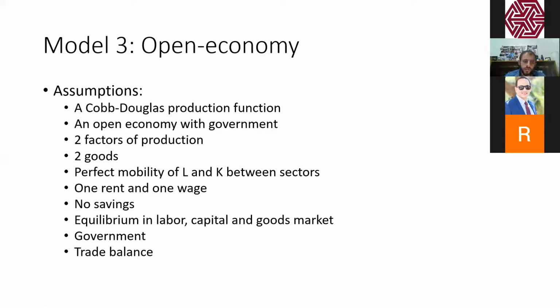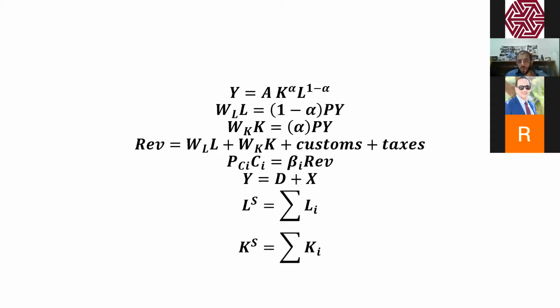Again, there are no savings, and consequently no investment. But this means now that our GDP can be calculated as C plus G plus X minus M, because we don't have an I, there is no investment, and there are no savings. We still have an equilibrium in labor, capital, and goods market. We have a government, and we have a trade balance, okay? So that's the structure of the model.